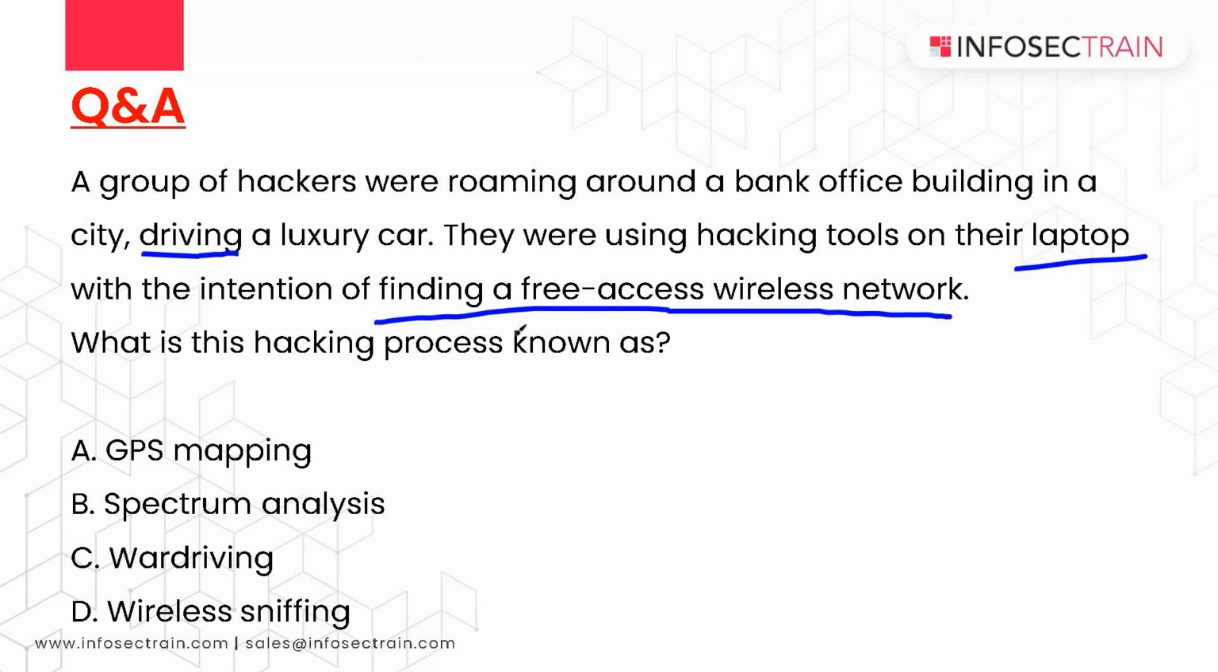Option A is GPS mapping. Lots of tools utilize options like GPS mapping to record the location of the found networks. But recording location is not the primary purpose of finding free access wireless networks. In this scenario, the question says it is focusing on finding freely accessible Wi-Fi, not mapping out geographical location. So option A is incorrect.